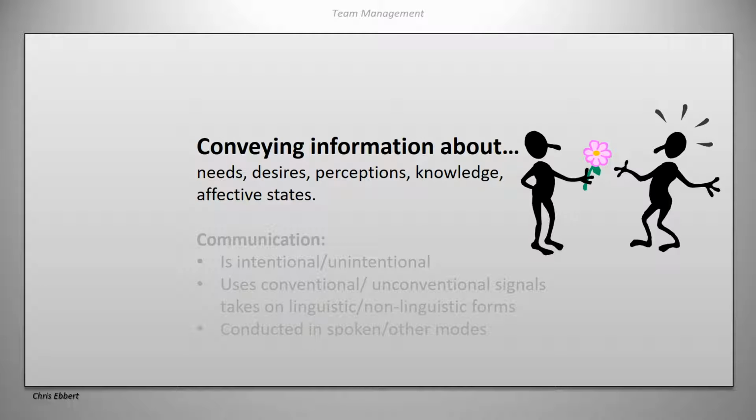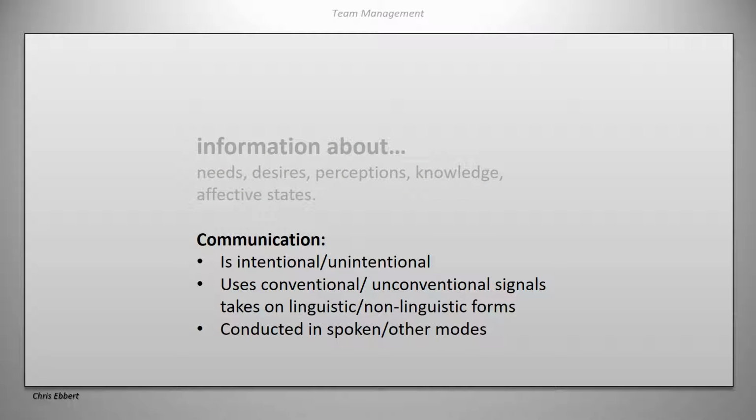So let's look at this information that you're conveying to other people when you're communicating. You are conveying information about needs, desires, perceptions, knowledge, and affective states, how stuff grabs you, right? There can be different kinds of communication in this regard. You can communicate intentionally or you can communicate unintentionally. That is what happens when people find out what you're up to even though you said nothing. Then you have unintentionally communicated something somehow.